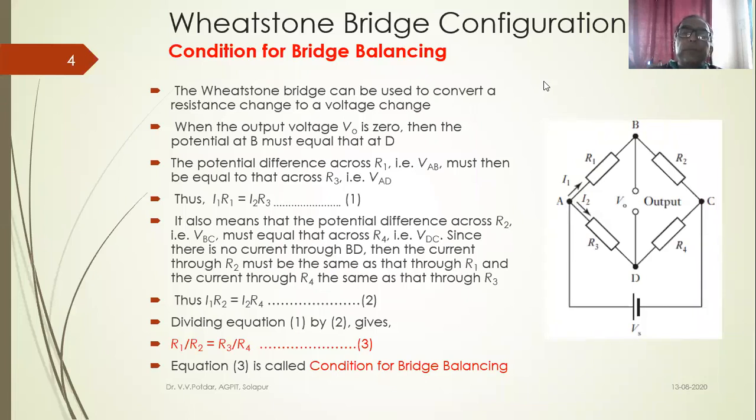I'll just take the spotlight. Okay. So see here, friends. Now current I1 is flowing in this arm where R1 is there. Current I2 is flowing across this arm AD, which is I2. This is I1 and I2.